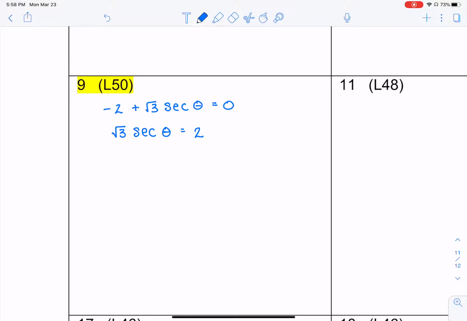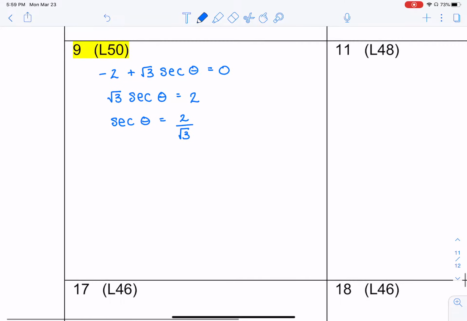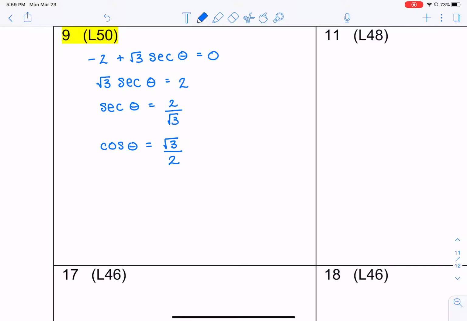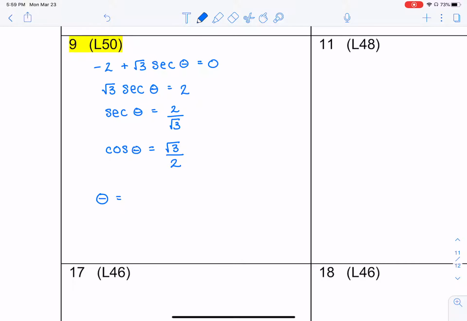And then let's divide that root 3 over to the other side. And check in with our function. It is secant. And let's remember that secant is a reciprocal function for cosine. So I'm going to rewrite this using cosine and flip my fraction. And then I check my trig circle to figure out where is cosine equivalent to root 3 over 2. And this happens at 30 degrees. And again at 330 degrees.